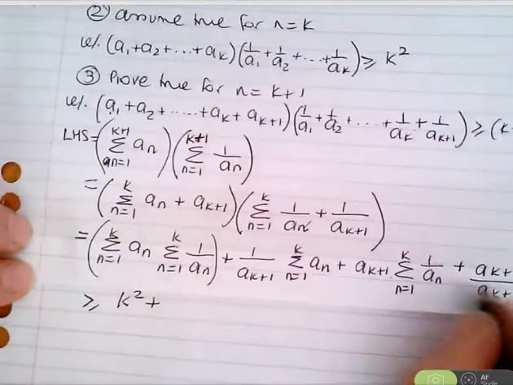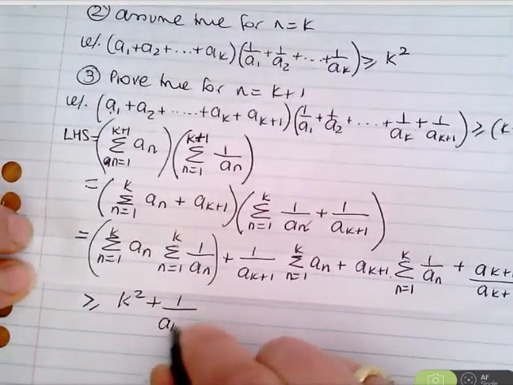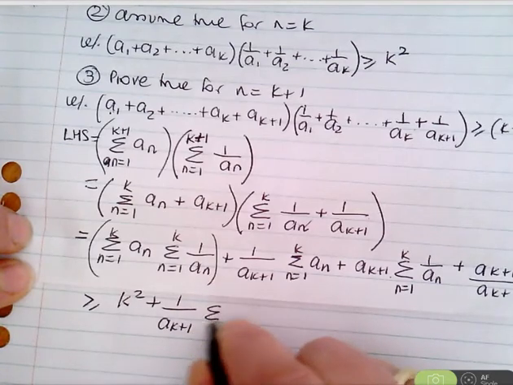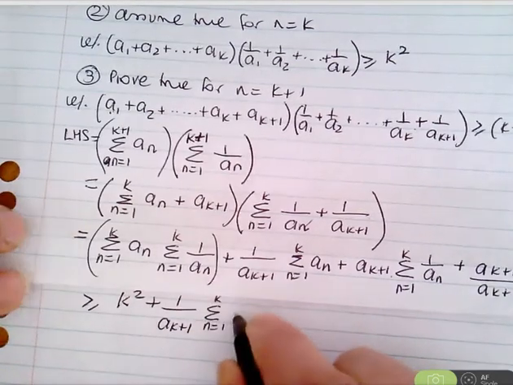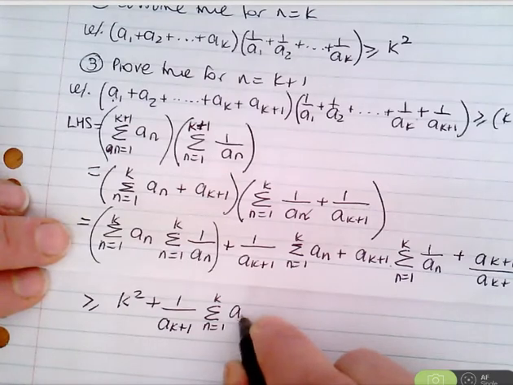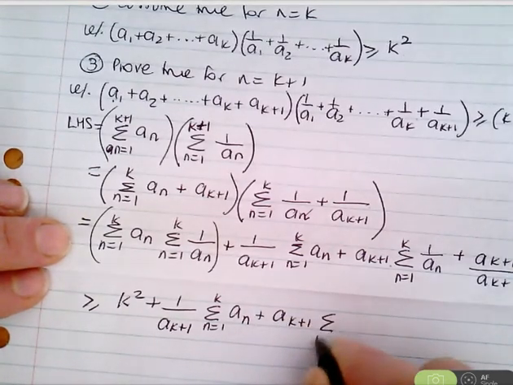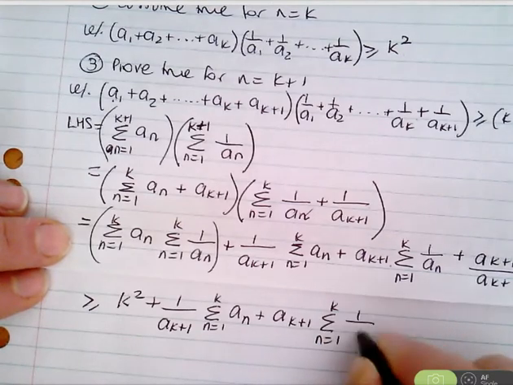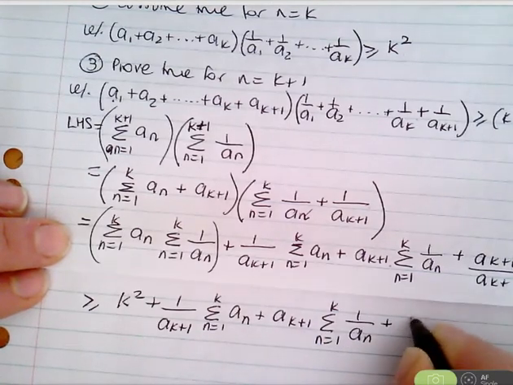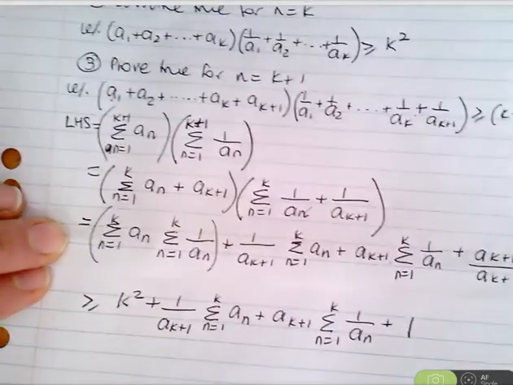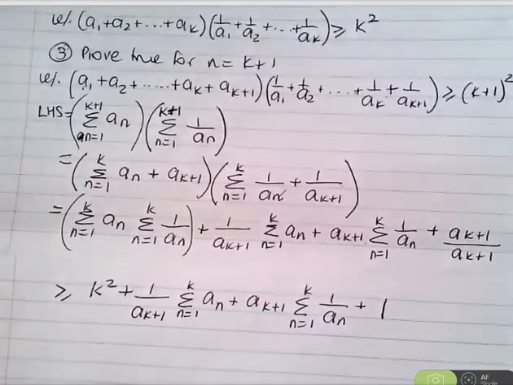plus, and writing the rest of this out, 1 over a sub k plus 1 times the sum from n is 1 to k of a n plus a sub k plus 1 times the sum from n is 1 to k of 1 over a sub n plus a sub k plus 1 over a sub k plus 1, which is 1.